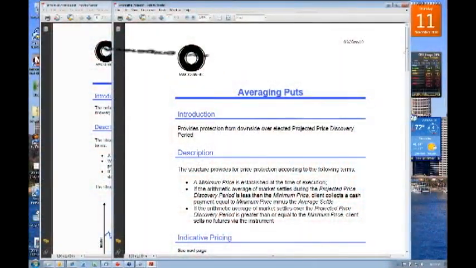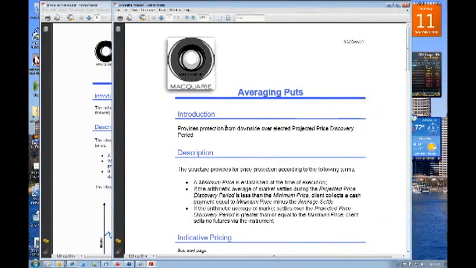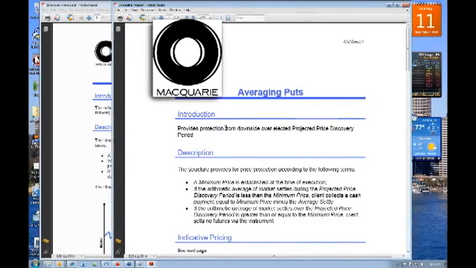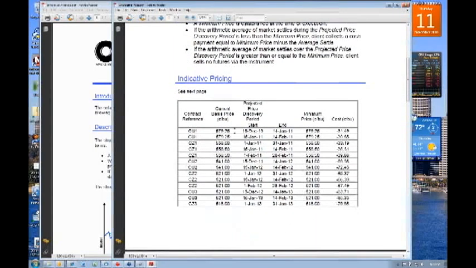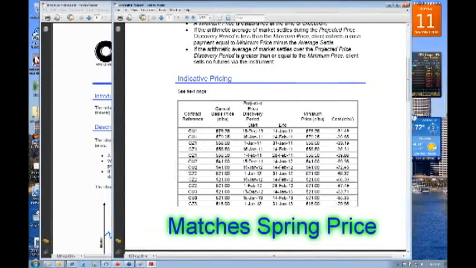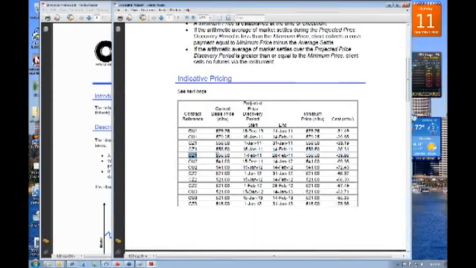So this here is the average inputs page from Macquarie Bank. It tells us that it provides protection from downside over a projected price discovery period. And basically these are meant to match up with the spring price on crop insurance for all the different contracts. So you can look down here to CZ1, this line right here. It's going to show you this is the February spring price discovery period on December corn 2011. So this is for most of your Midwest corn crops.